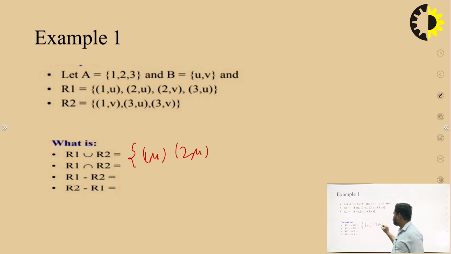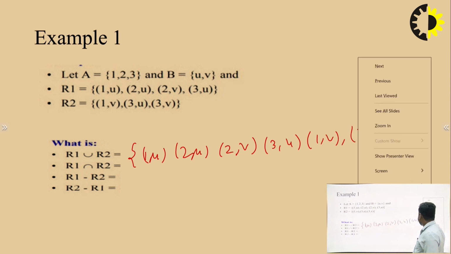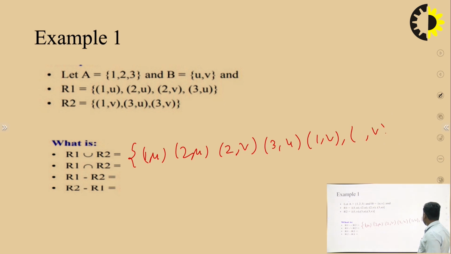Like here: 1u, 2u, 2v, 3u, 1v, 3v. This is R1 union R2. I have not written 3u again because it is repeated. The elements which are present in either relation form the union.